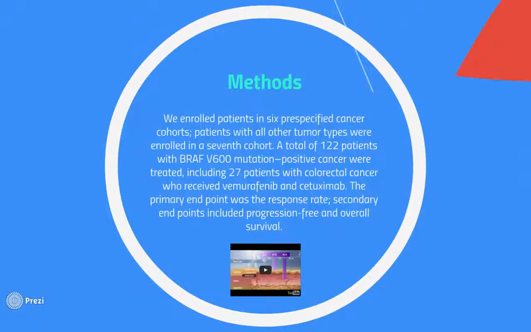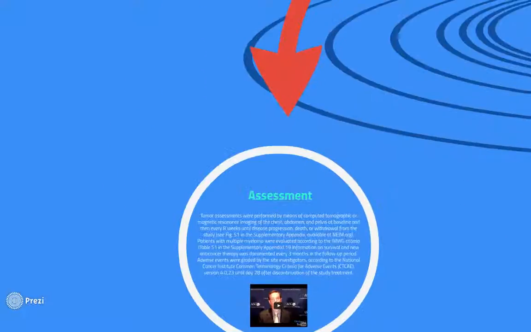Methods. We enrolled patients in 6 specified cancer cohorts. Patients with all other tumor types were enrolled in the 7 cohorts. A total of 122 patients with BRAF V600 mutation-positive cancer were treated, including 27 patients with colorectal cancer who received Vemurafenib and cetuximab. The primary endpoint was the response rate. Secondary endpoints included progression-free and overall survival.